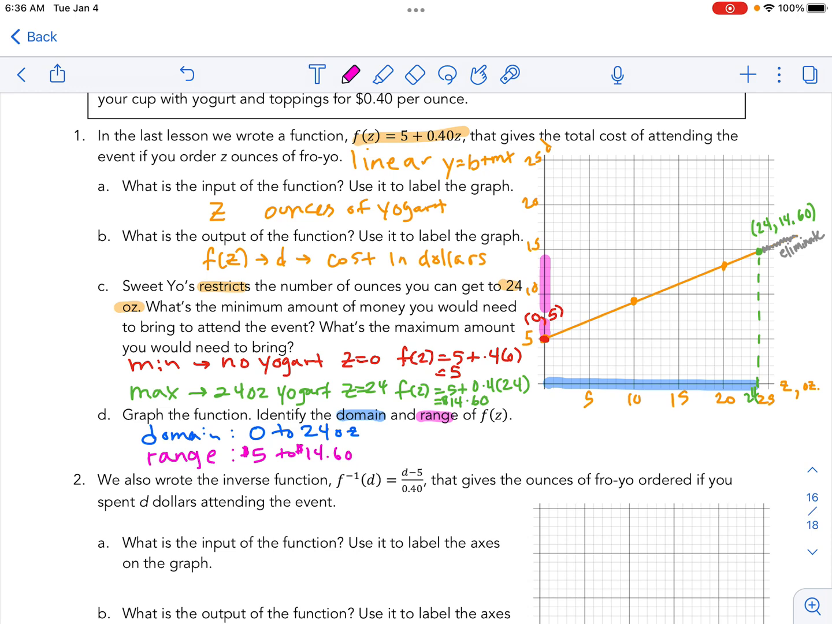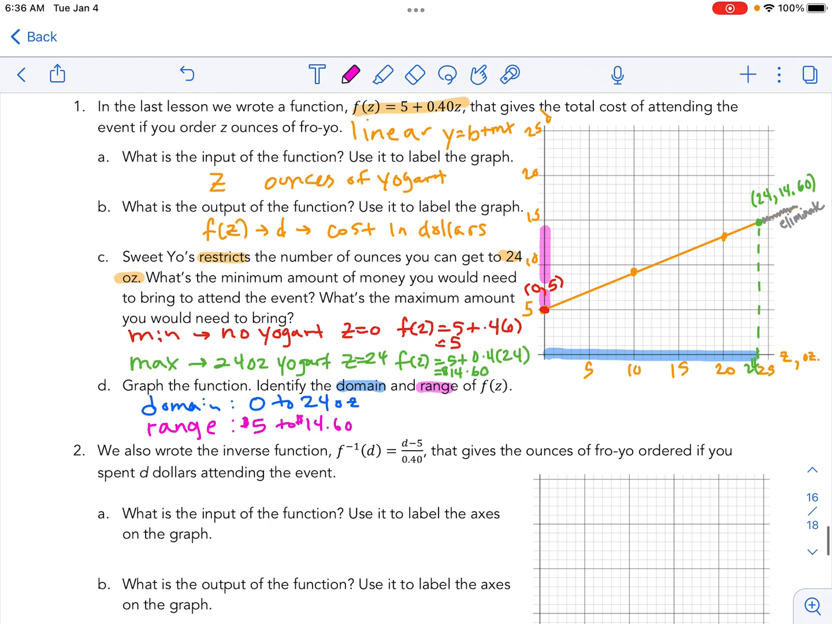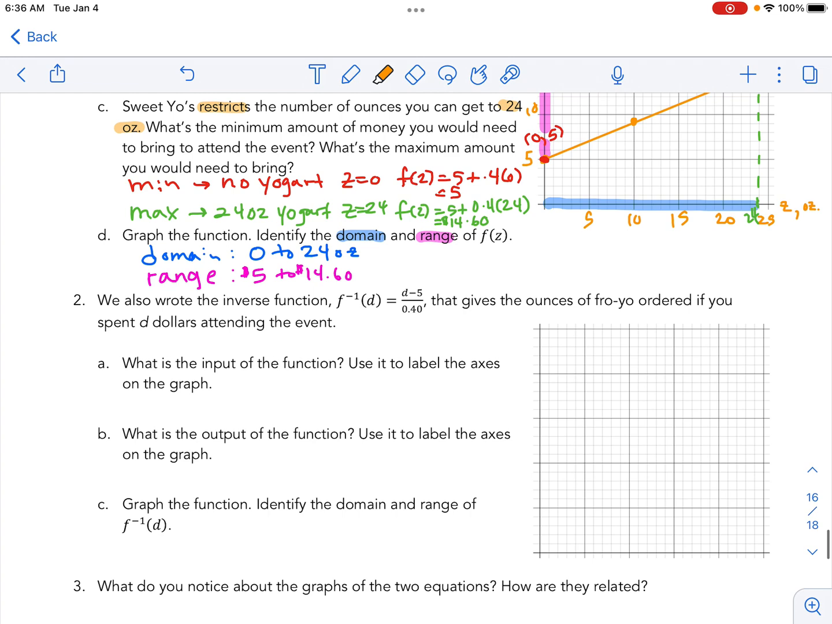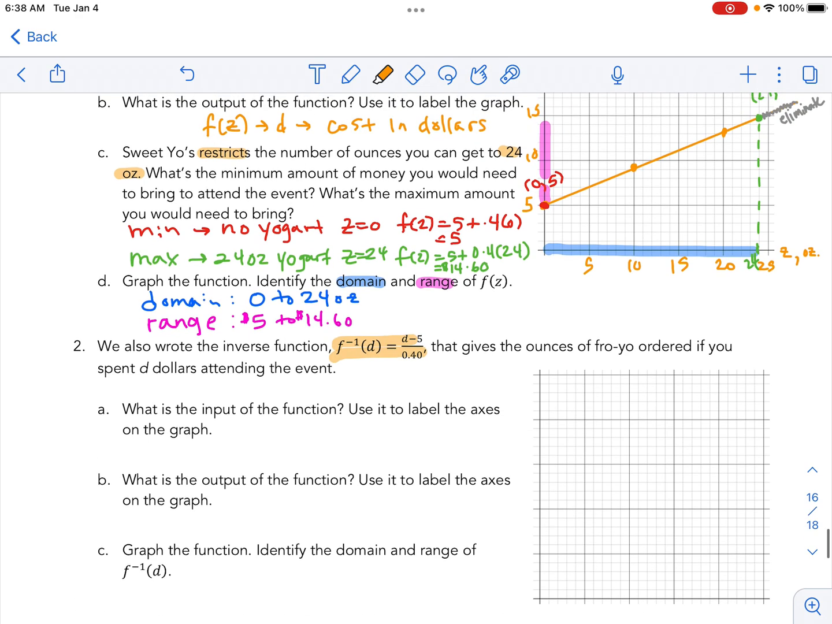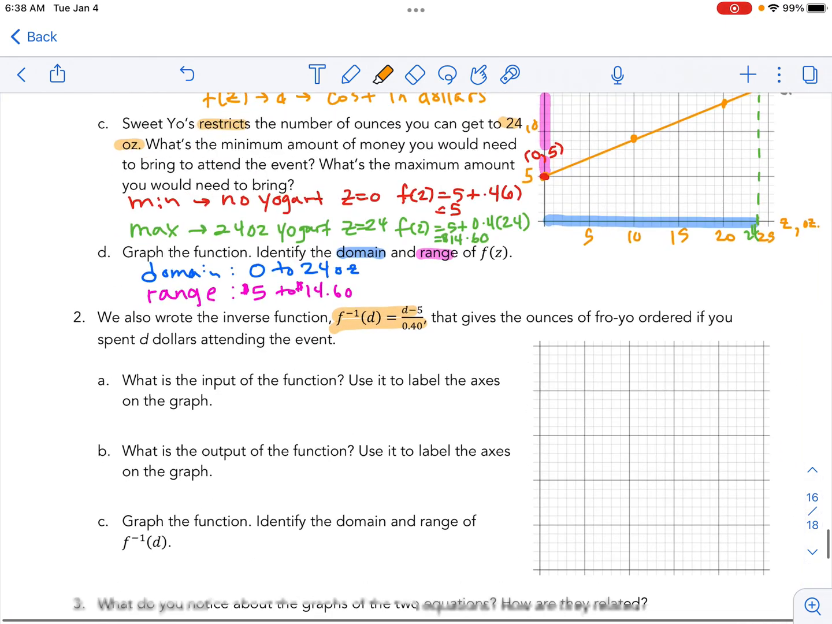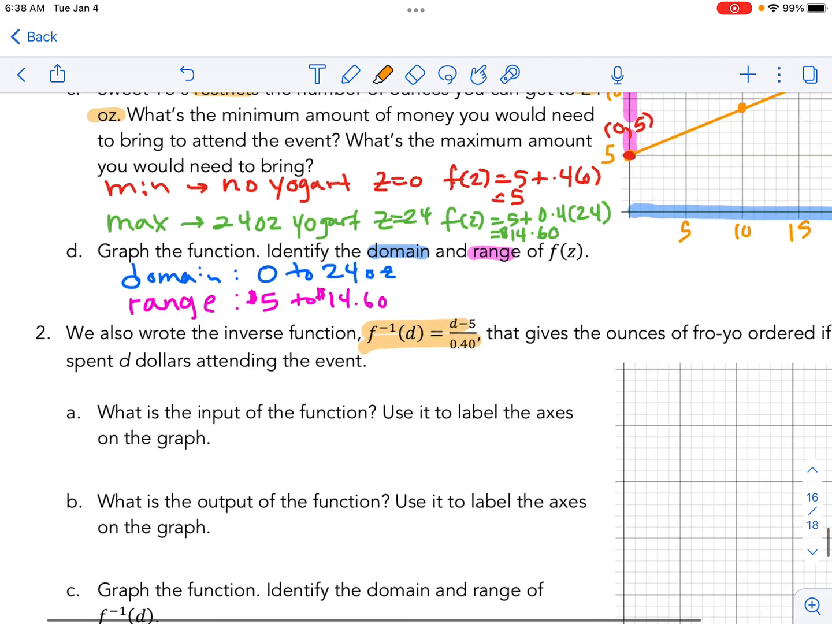So looking at it now from the inverse's perspective, right? In part 1, we looked at it from the original function standpoint. Now if you notice, we have the inverse's expression here. And this is also linear. So we know that since this is the inverse, everything is flipped, right? Our input now, notice the questions are kind of the same, right? A is what is the input? Our input is now the dollars.